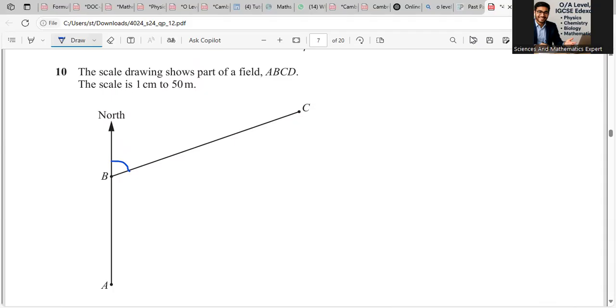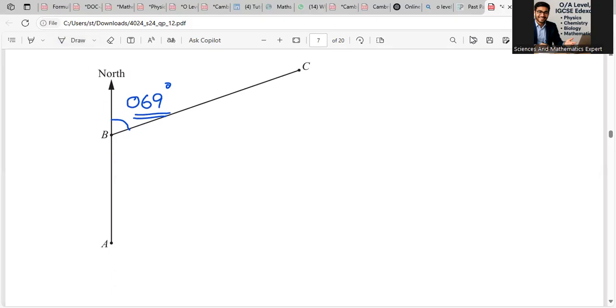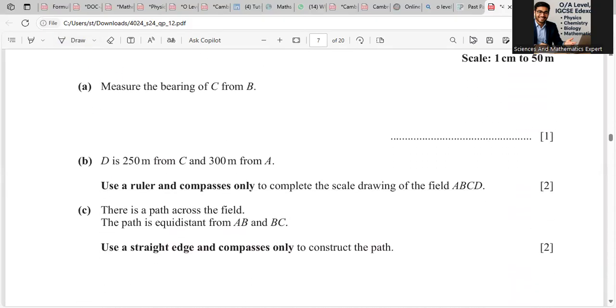I can take 69 degrees, and always remember that a bearing should always be represented by 3 digits, with hundreds, tens and ones places written. If you are getting only 69, you will place an extra 0 in front, in the notation of bearings. Then he is saying D is 250 meters from C and 300 meters from A.